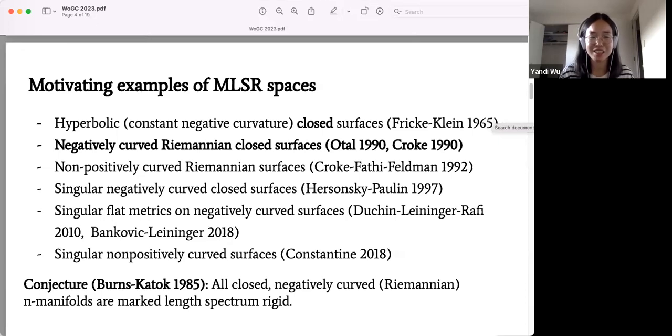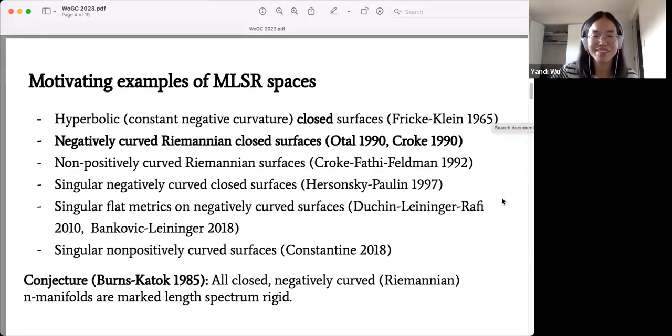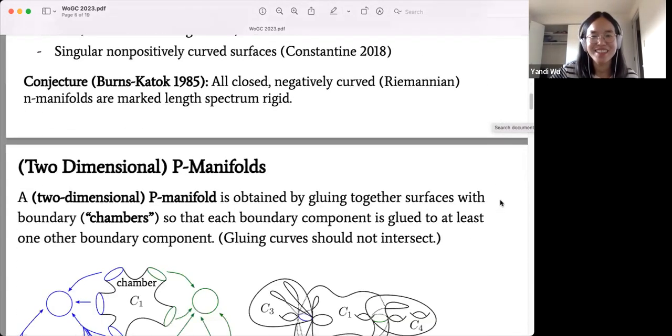So this is a conjecture by Burns and Katok from 1985. They conjecture that all closed negatively curved Riemannian n-manifolds of all dimensions are actually marked length spectrum rigid. As you can see, this has been shown for surfaces, but for other dimensions, except for maybe dimension 1, it's wide open. So if you want to think about that problem and you solve it, you'll probably be really famous.